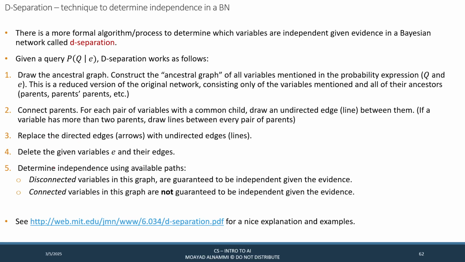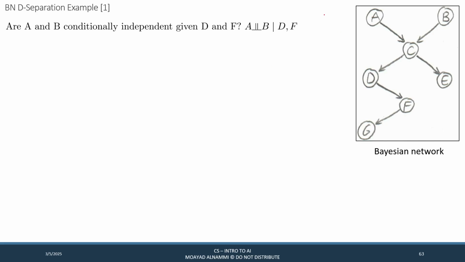So here's some examples. You're given this Bayesian network. It involves these variables that you see here. And here's a question. Are A and B conditionally independent of each other given D and F? So in other words, this is the symbol, right? We're saying, is A independent of B given D and F?